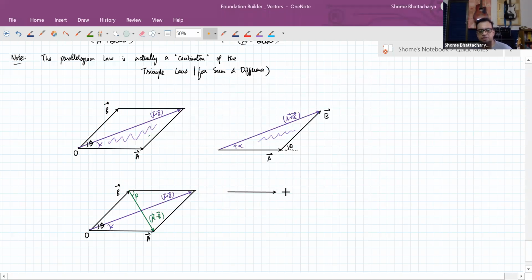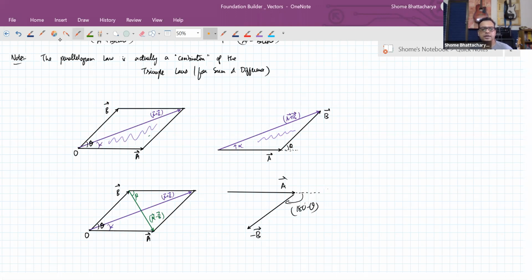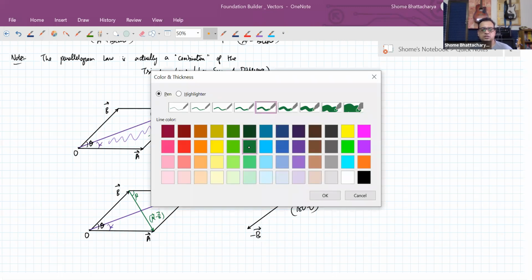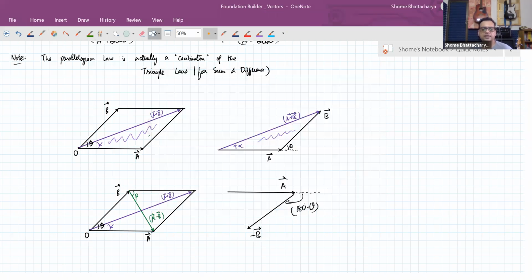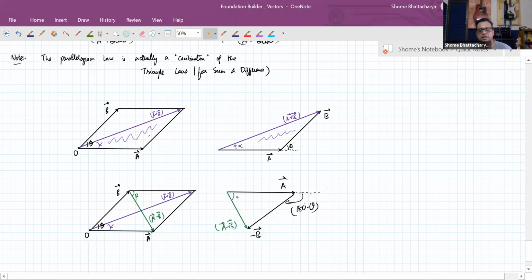Okay, so if you were to draw the vector A like this, and then instead of adding B, you would add the vector minus B. So minus B would be a vector like this. So this would be the vector minus B. Okay. And this angle between them would be 180 degrees minus theta. And the resultant of these two things, that is the vector A and the vector minus B, would give us this vector here. This would be A minus B, and this angle would be beta.